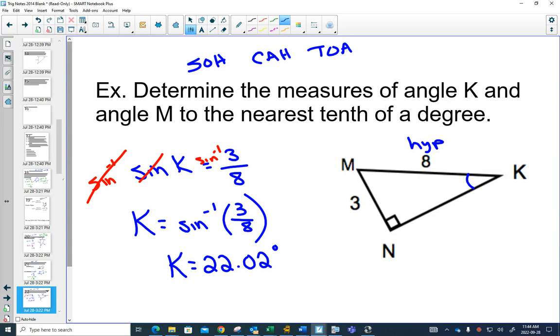To the nearest tenth of a degree, how would I write that? 22.0. I know you feel like, can I just write 22? Technically, that's what it is, but more accurate is 22.0.